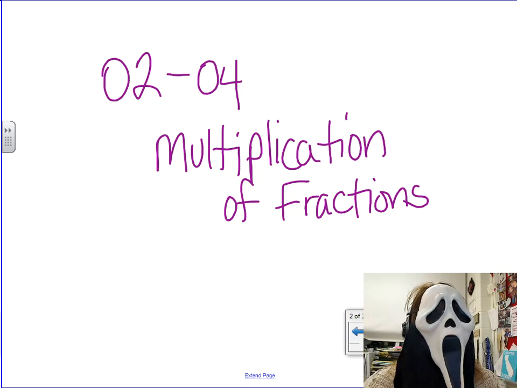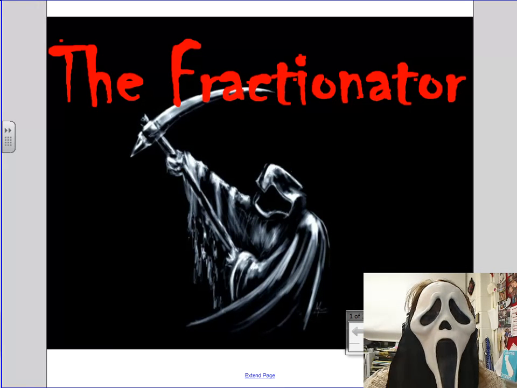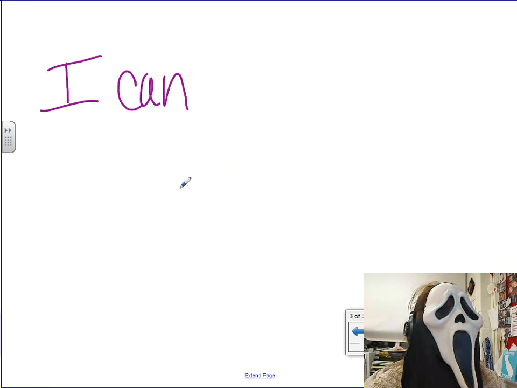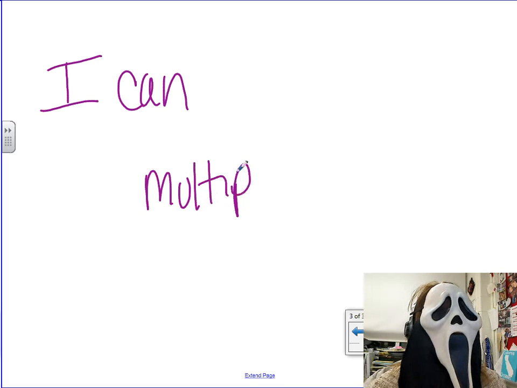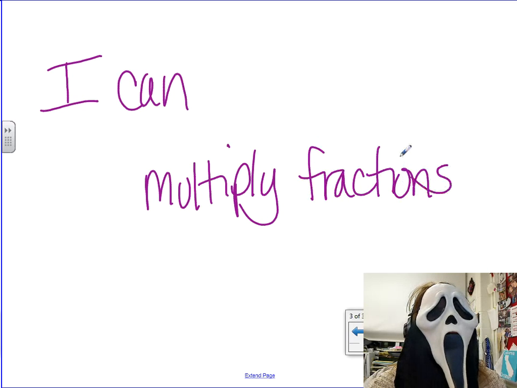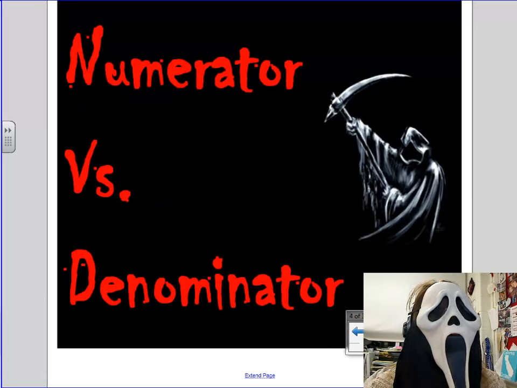Yes, it is. And first, I must introduce myself. You see, I am the Fractionator. I destroy things. Actually, it's not all evil. I simply simplify. Here we go. Your learning target today is that I can multiply fractions. Simple learning target today.